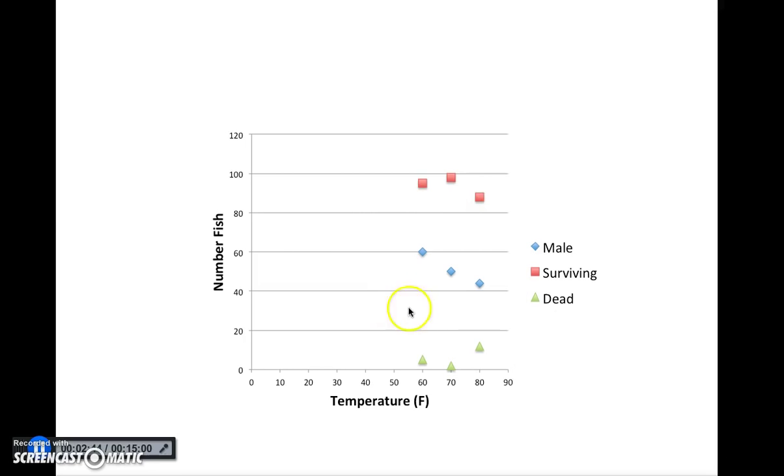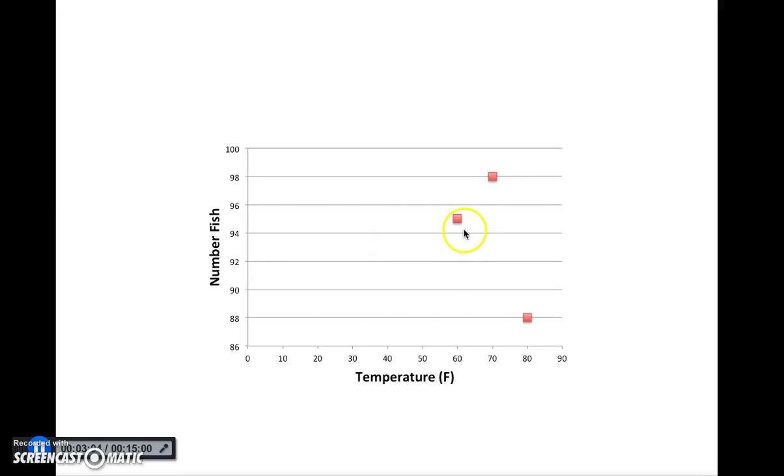So this is an appropriate graph, but it really has more information than I need in it. I don't really care about how many male fish there are. The question that I want my graph to show is whether temperature affects survival of fish. So we can clean up this graph a little bit by eliminating some of the data.